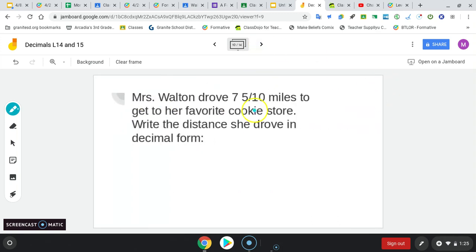Miss Walton drove 7 5/10 miles to get to her favorite cookie store. Write the distance she drove in decimal form. So same thing again. So your whole number comes first, right? 7 miles. And then when we shift to your fraction, we're talking about things that are less than 1. We're talking about tenths. Okay, so you do your decimal point typed with the period, and then your numerator would just become your number for the 10th spot. Okay.